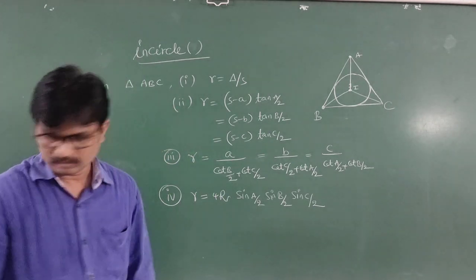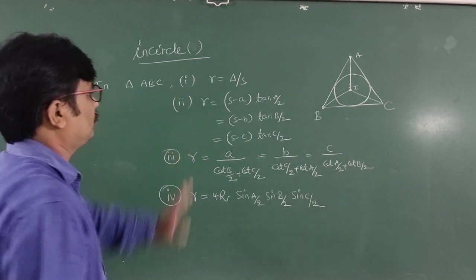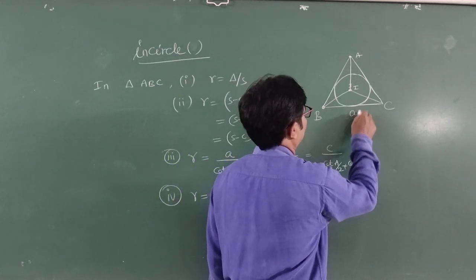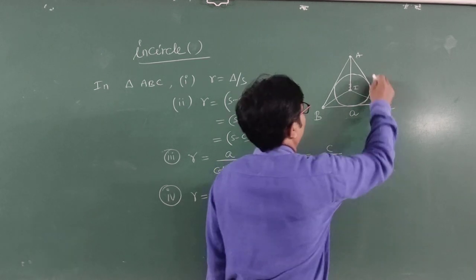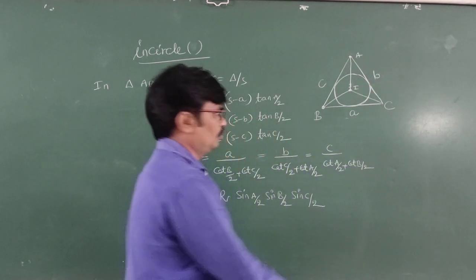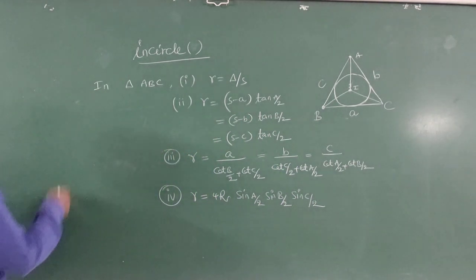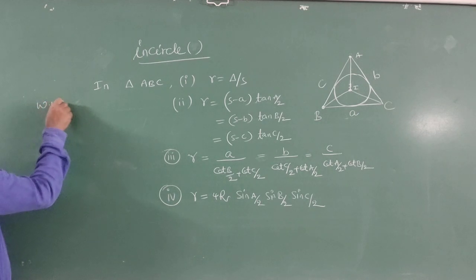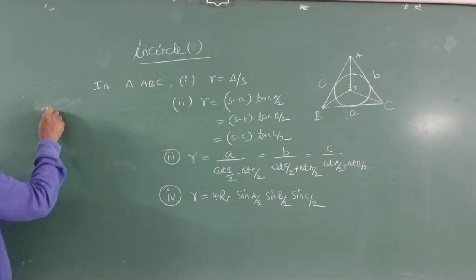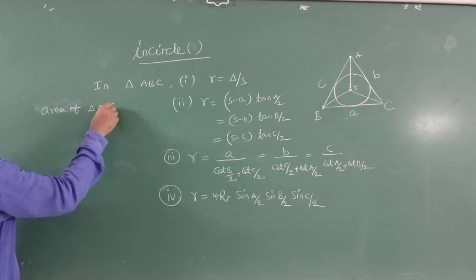Now, dear students, we saw that small r equals delta by s. We have to know that small a is the length of the side BC, this is small b, and this is small c. My dear students, from the diagram, we know the area of the triangle ABC.